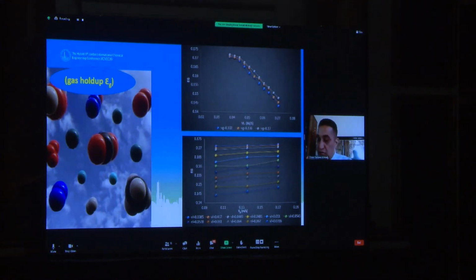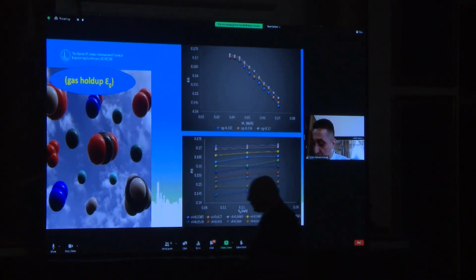Gas hold up. The first figure shows the variation in fraction gas hold up with superficial velocity. As the liquid velocity increases, the gas hold up decreases. This is because the bubbles are quickly driven by the liquid at higher liquid velocity. Since the residence time of bubbles decreases as liquid velocity increases, the gas hold up decreases. The second figure shows the effect of gas velocity on gas hold up. The gas hold up increases as the superficial gas velocity increases, because increasing gas velocity increases the volume of gas coming into the column.